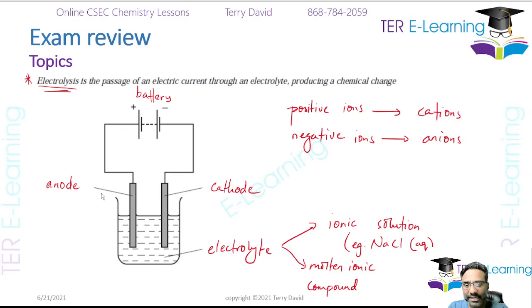Now, because the anode is positive, this terminal here is positive and this terminal here is negative. Within this electrolyte, you have positive ions and negative ions. What's going to happen is that your positive ions, or cations, are going to drift towards your cathode. Your negative ions, or anions, drift towards the anode. These are things you need to be familiar with when it comes to electrolysis.